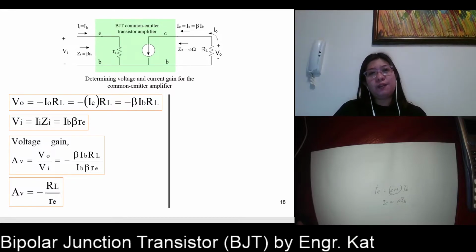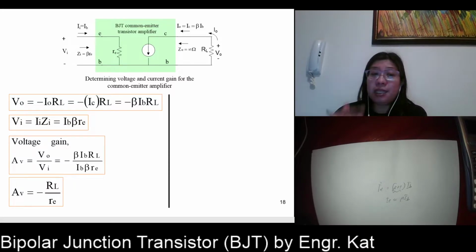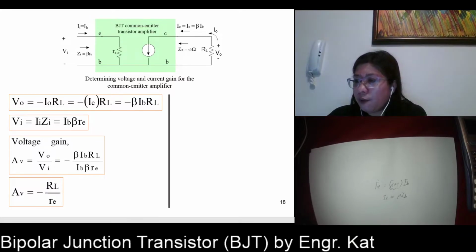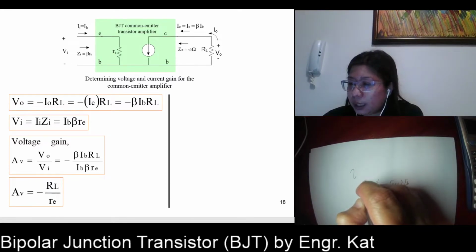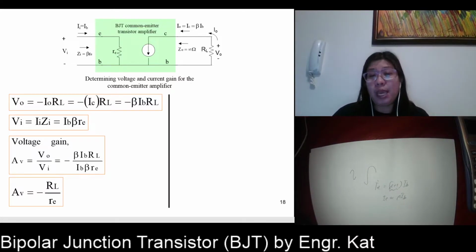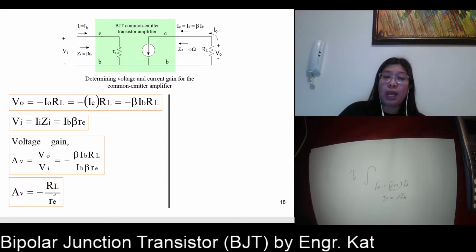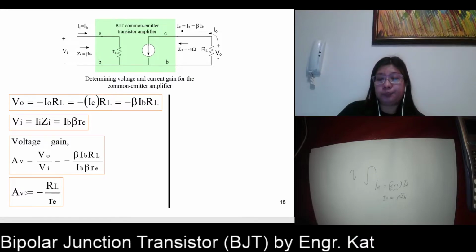So what does this negative sign imply? For common emitter configuration, your output voltage is 180 degrees out of phase with your input voltage. So what do we mean by that? It is amplified because RL has a much greater value compared to your RE. However, if this is our input voltage, your output voltage is like this. So they are 180 degrees out of phase. Okay, so that is your voltage gain. So again, these are two resistances, so ohms will be cancelled out, giving us a voltage gain which is unitless.